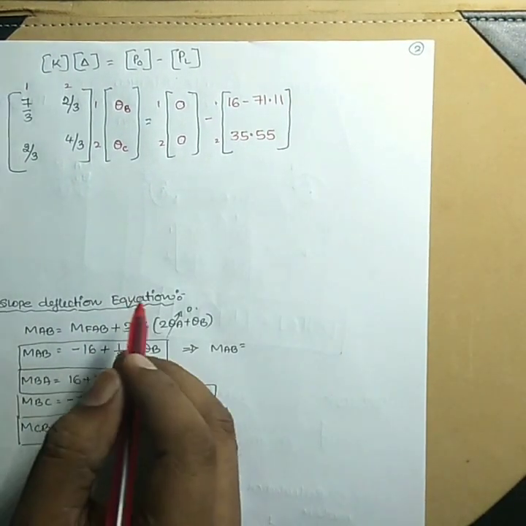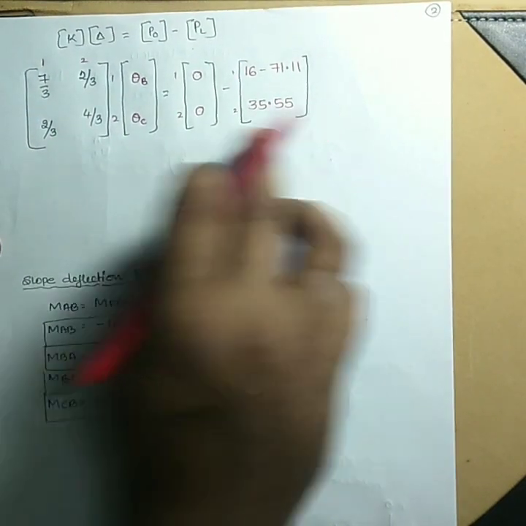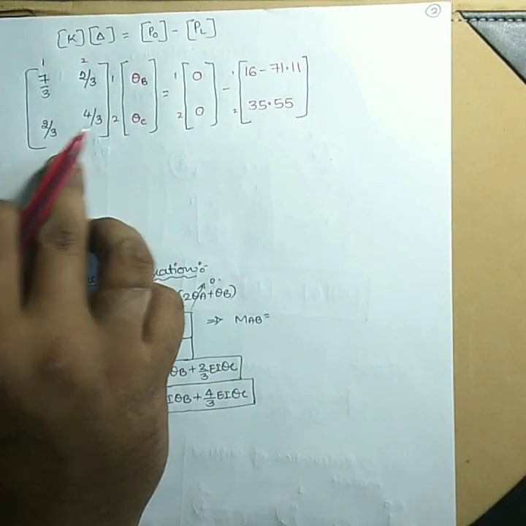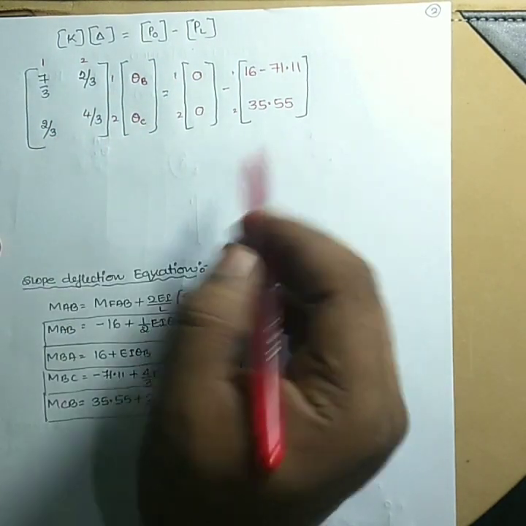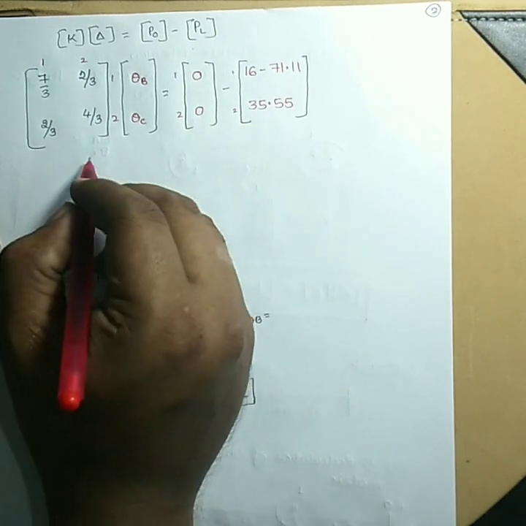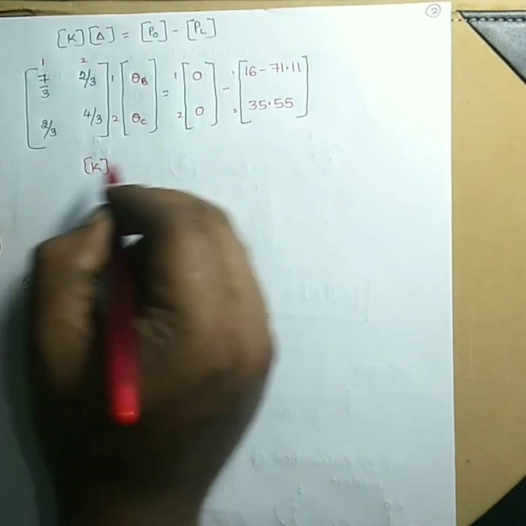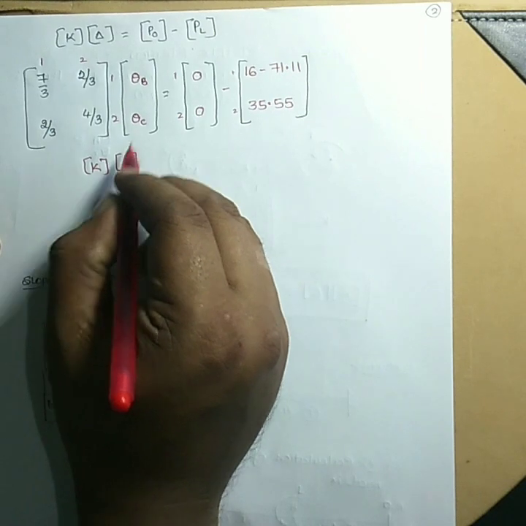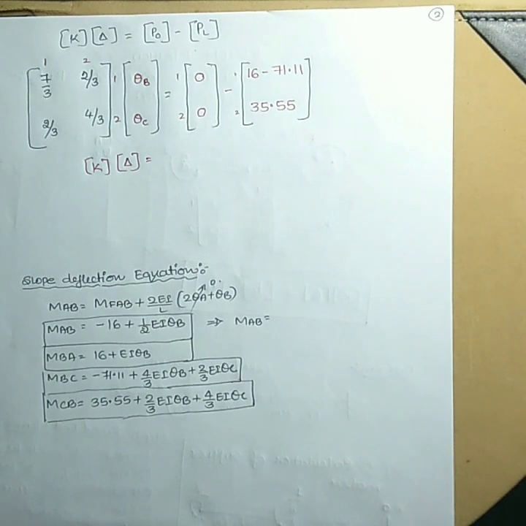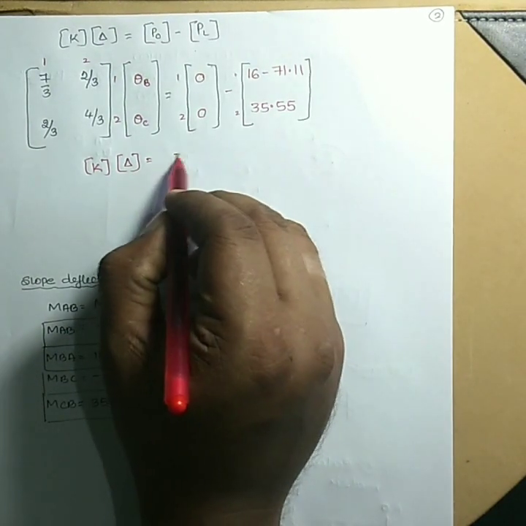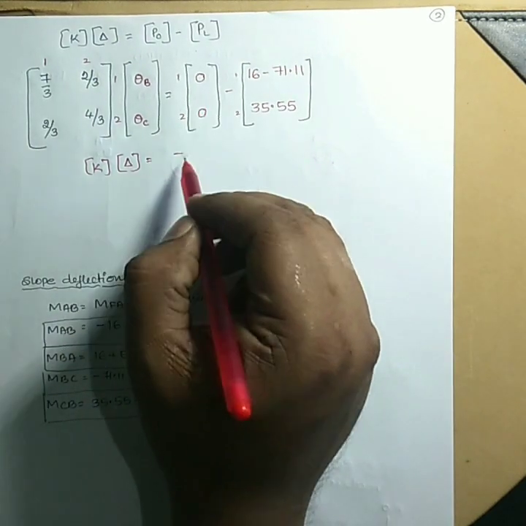So you have written the equation. Now this is my K matrix. In order to find theta B, theta C, you have to take this part on the other side, so it becomes K inverse. K matrix into delta matrix, that is theta B and theta C, is equal to 0 minus of this one. So the value comes to be 16 minus 71.11, it comes to be minus, 0 minus of this value.